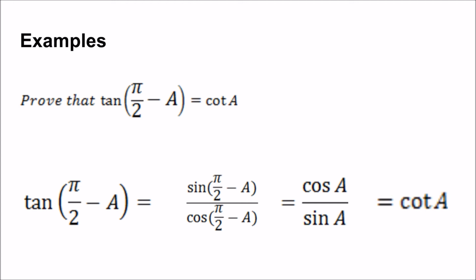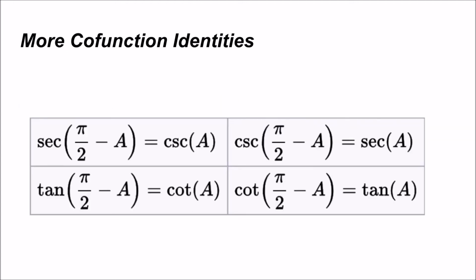Here we have some more cofunction identities that we have to keep in mind. So here we have tangent of pi over 2 minus a is equal to cotangent a, and from that we can also say that cotangent of pi over 2 minus a is equal to tangent a.